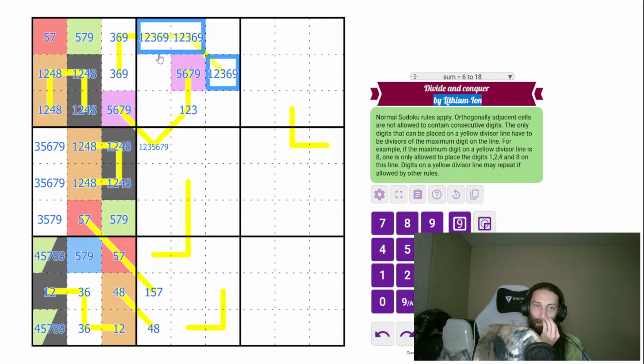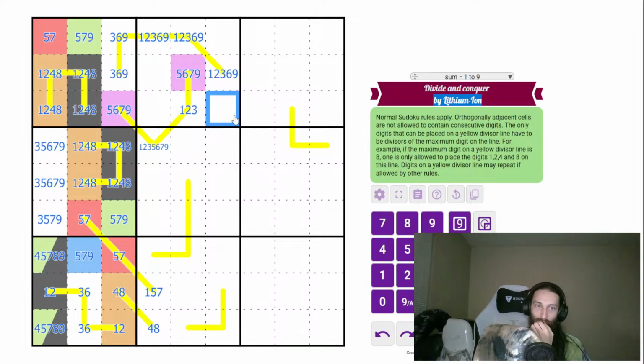Whatever these are, if this was 3, 6, then this would be 1, 2, 3. This would be 1, 3. This would be 1, 2, 3, 6. And if this is 3, 9, then this would be 1, 3, 9, 1, 2, 3, 9.